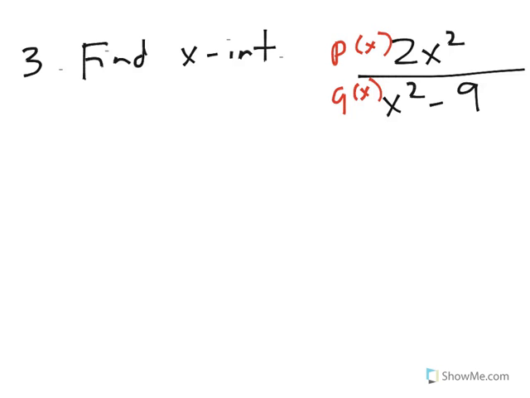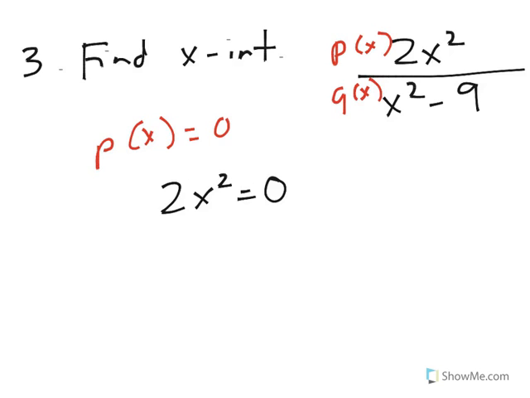For finding the x-intercept, it says find the x-intercept by solving the equation p of x equals 0. So p of x is 2x squared in this problem here. So 2x squared equals 0. What's that? Exactly. So our x here equals 0.